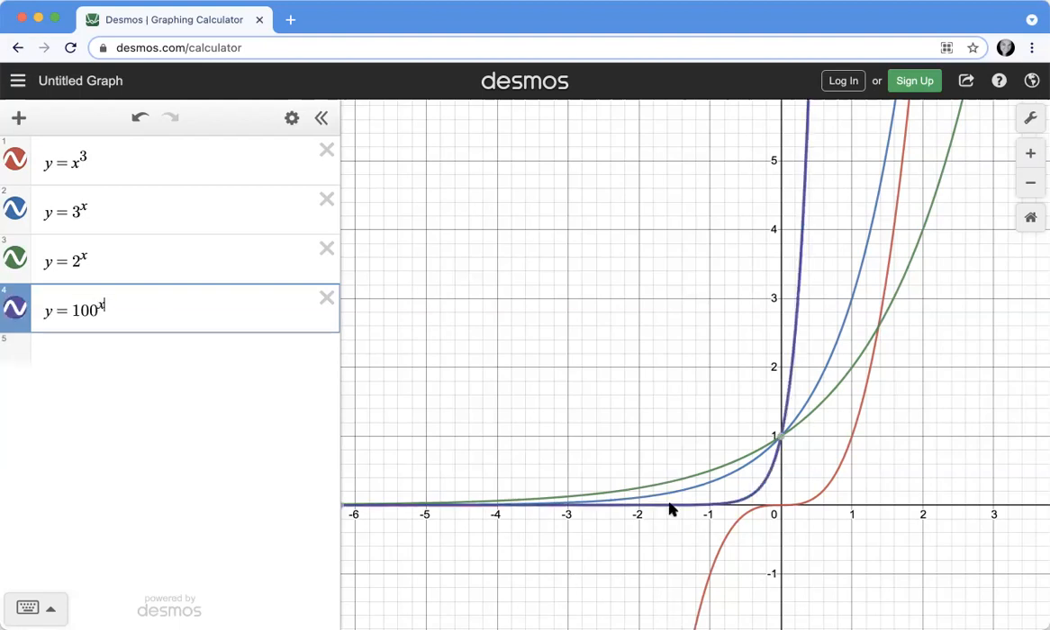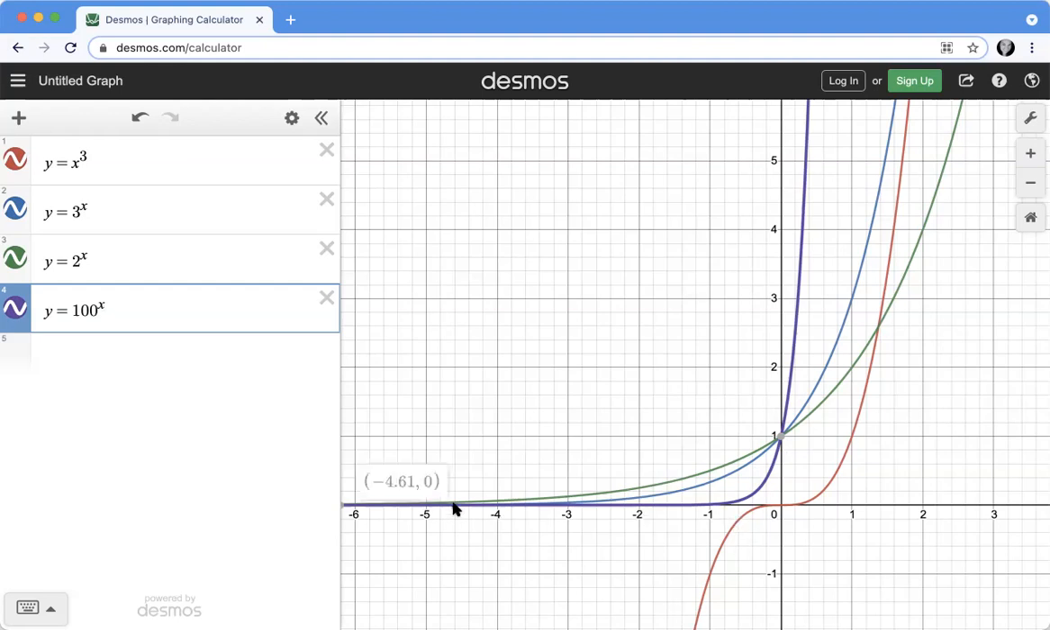And the answer is that's what happens. So you can see I've got my 2 to the x, I've got my 3 to the x, and I've got my 100 to the x. Here is the 2 to the x in green, the 3 to the x in blue, and the 100 to the x in purple. And you can see they all share that same shape.